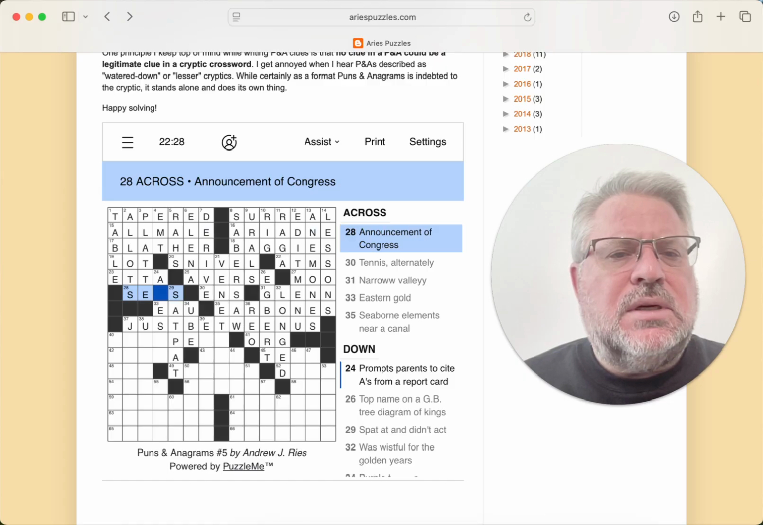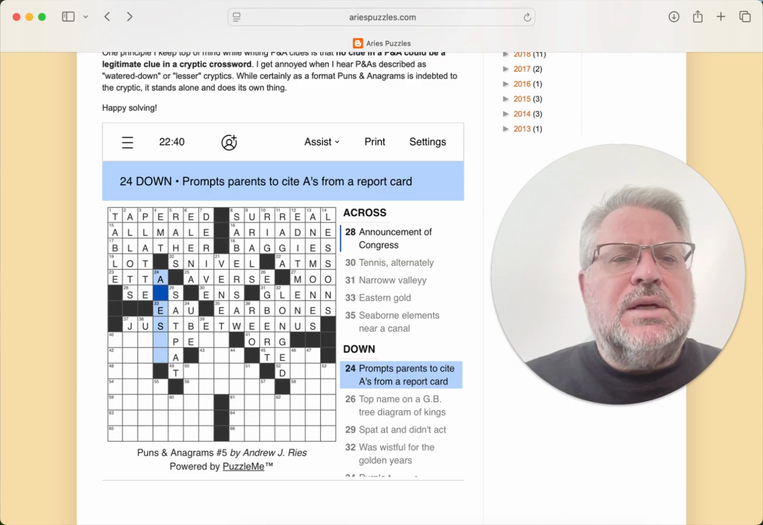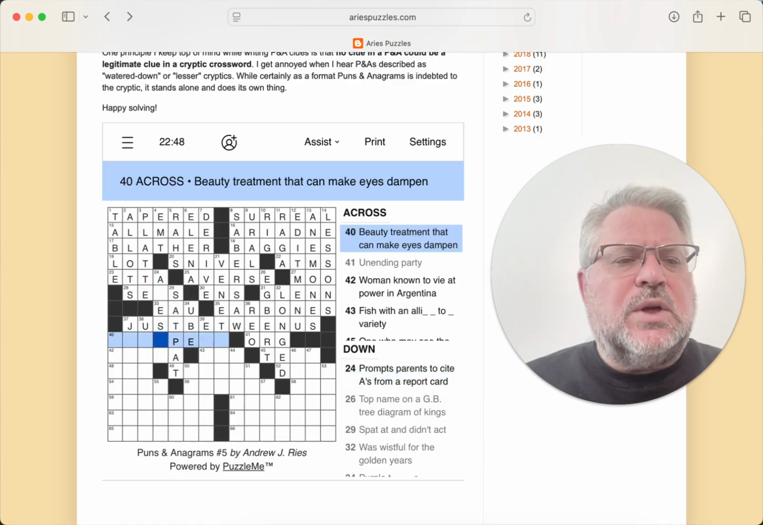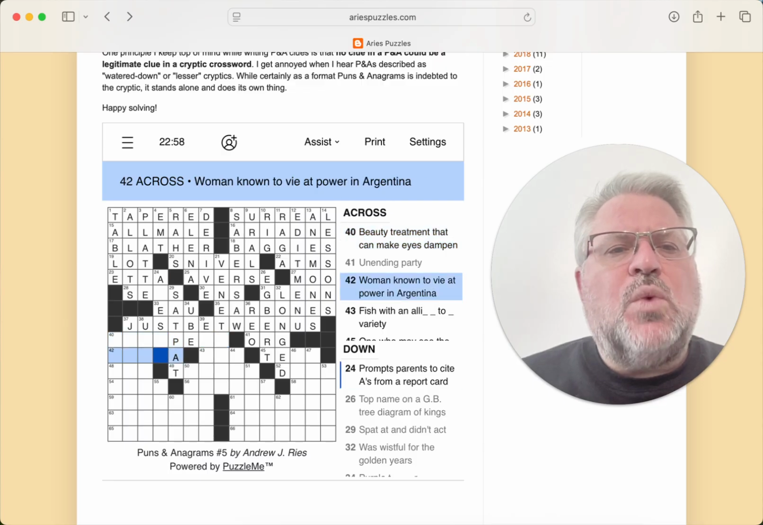Announcement of Congress. I'm not getting that. Attest. Sets. Nope. 40 across. Beauty treatment that can make eyes dampen. No. Woman known to vie at power in Argentina.